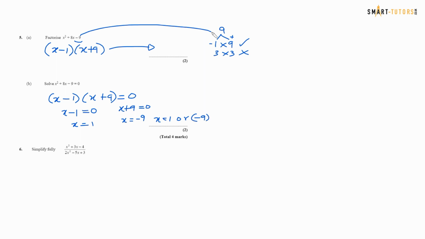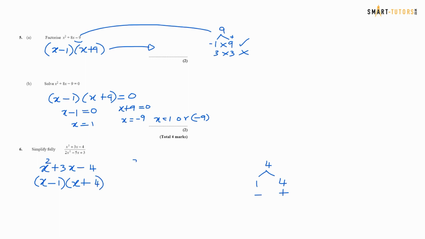Question number 6. Simplify fully. So we can see the quadratics on both the denominator and the numerator, so we can factorize both. First do them one by one. So x squared plus 3x minus 4. The factors of 4 are 1 and 4. Plus 4 and minus 1. So the answer for this one is x minus 1, x plus 4.